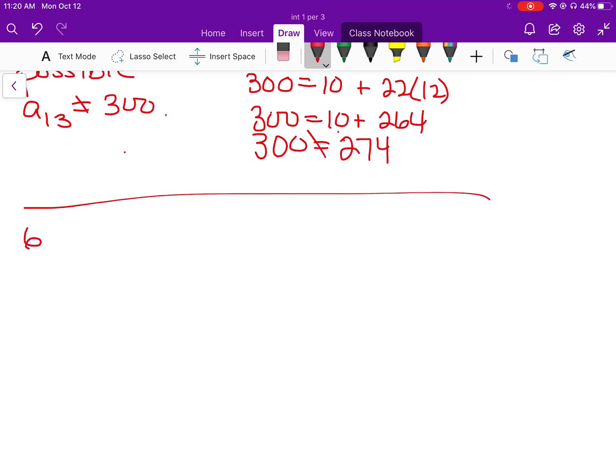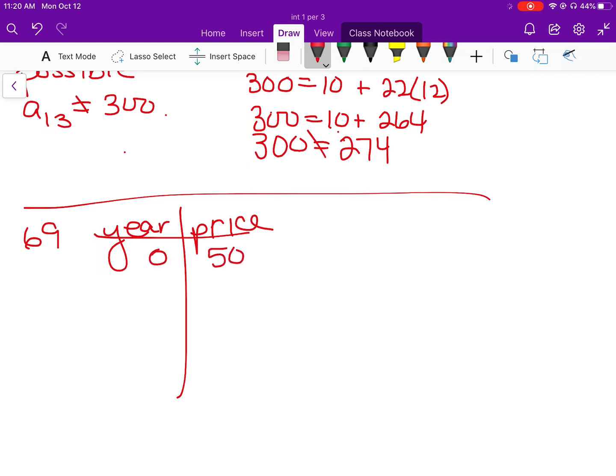Okay, so here's 69. Great Amusement Parks has been raising its ticket prices every year. Here's the table. In year 0, it was $50. So when they opened, it was $50. After the first year, it went to $55. The second year, it went to $60.50. And the third year, it's $66.55. Describe how the ticket prices are growing.